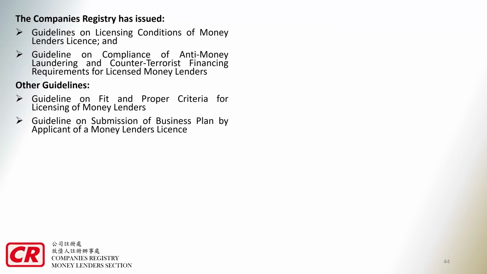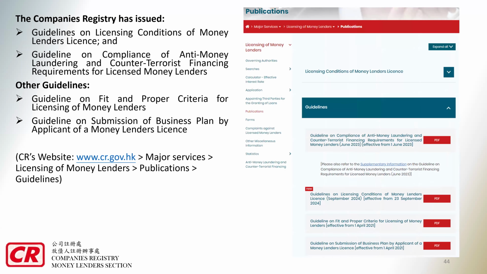And the Companies Registry has issued various guidelines. The first one is the guidelines on licensing conditions of moneylenders licence. And the second one is the guideline on compliance of anti-money laundering and counter-terrorist financing requirements for licensed moneylenders. And the remaining two guidelines are the guideline on fit and proper criteria for licensing of moneylenders and the guideline on submission of business plan by applicant of a moneylender's licence. And these four guidelines can be downloaded from the Companies Registry website.